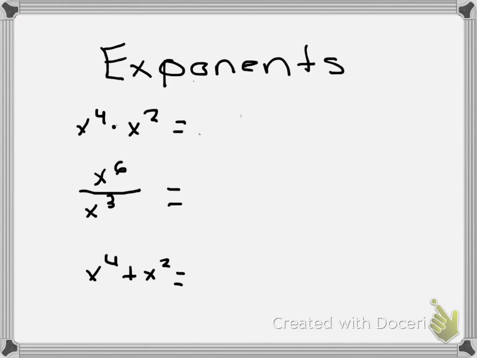So, simplifying exponents. When it's multiplication, you just add the 4 and 2. When it's division, you would subtract, so x^6 minus x^3, and the answer will be x^3. And you can't add exponents, so you would keep this the same. It would be x^4 plus x^2.